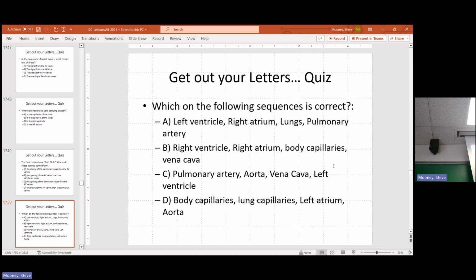I will eventually, with enough cycles, get to them in that order. The shortest cycle is number D. We go to the body capillaries, we come back to the right side of the heart. We go to lung capillaries, we go back to the heart, left atrium, left ventricle, and out the aorta. That's the shortest sequence. If I did this one, I got left ventricle, I have to go all the way through the body capillaries to get back to the right atrium. I go over to the lungs from there, and then I have to do a complete cycle again to do the pulmonary artery. So there's like 3 cycles in that answer.